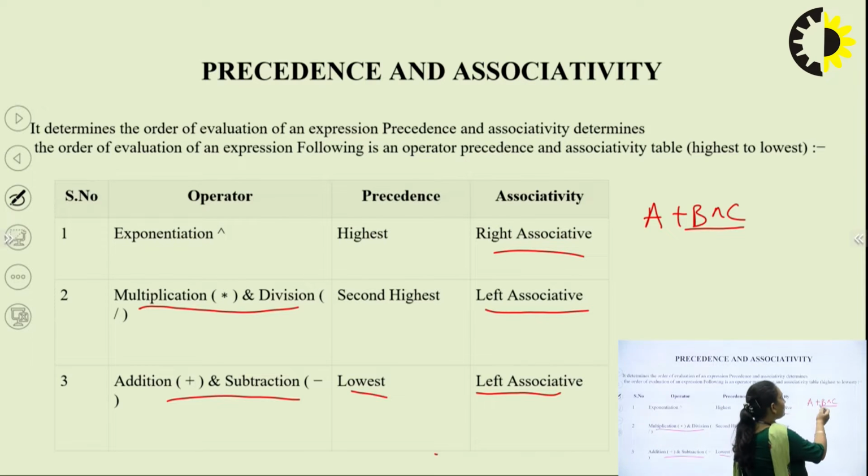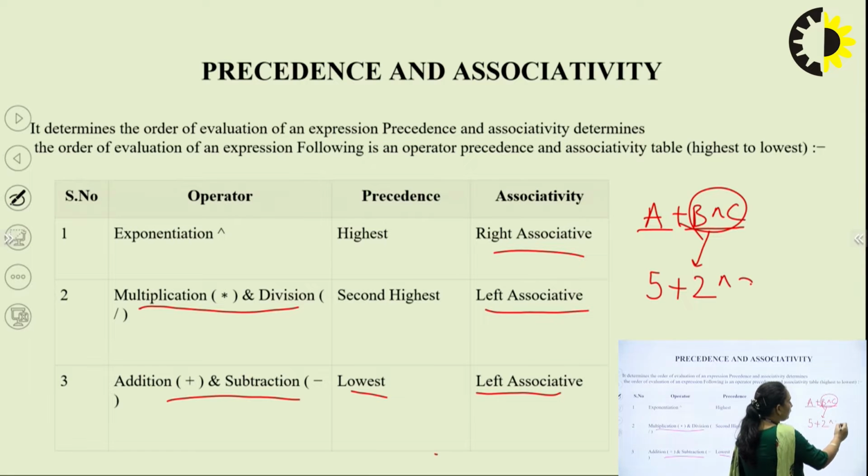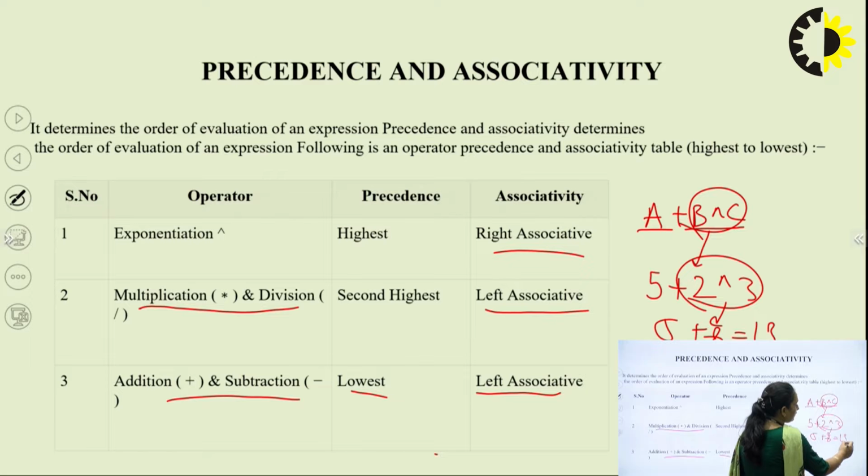So what do we evaluate first? We evaluate the exponent first, and that answer comes in. For example, in a numeric expression, 2 power 3: what do we evaluate first? 2 power 3 is 8. Then 8 plus 5 is our answer, 13. That is what we have to do here.